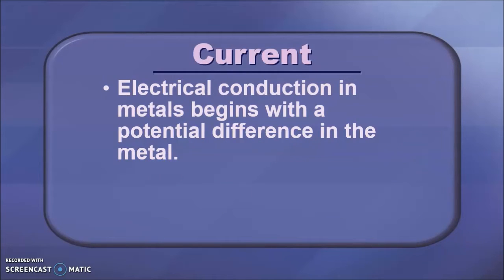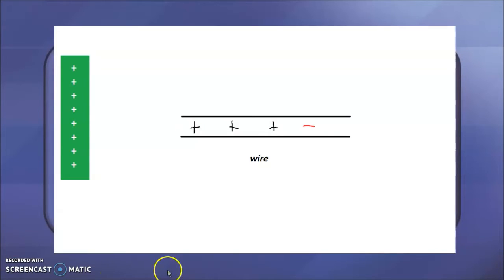Electrical conduction in metals begins with a potential difference in the metal. So go ahead and write this down. I'm going to walk you through a really simplified way of how this works, using pictures. Let's say we have a wire, and inside the wire there are positive charges and then a negative charge. Over here on this side we have a positively charged rod, not close enough to affect the wire at all.